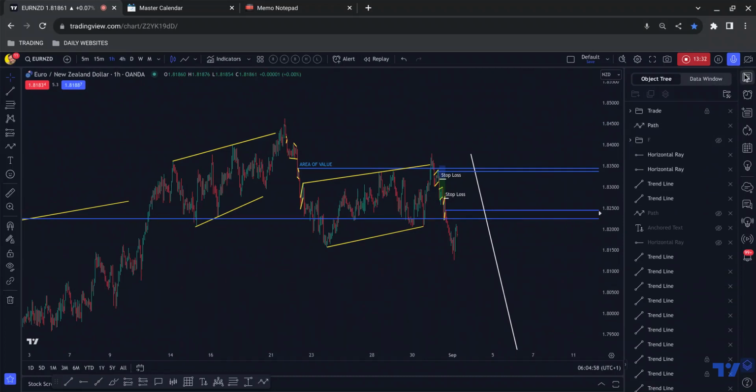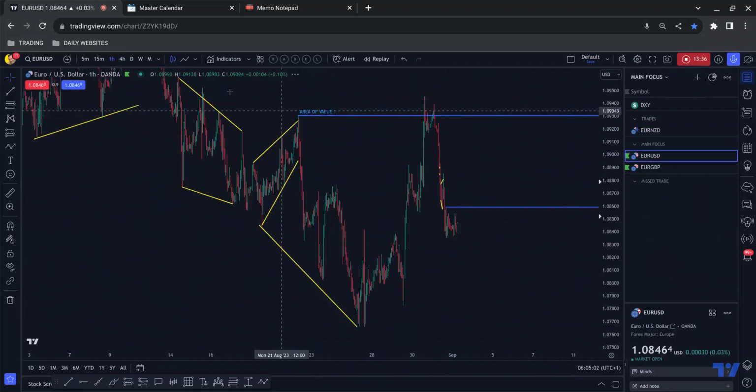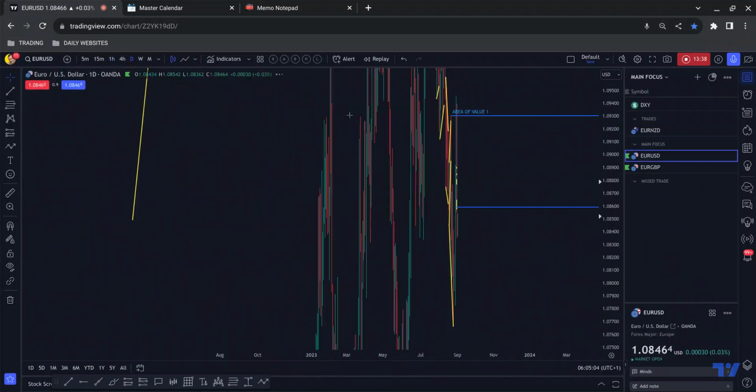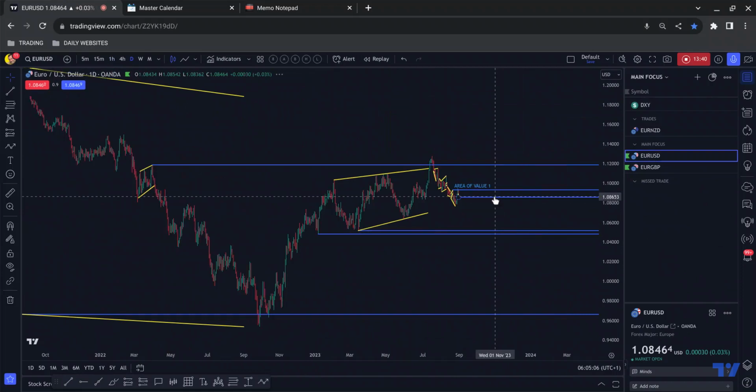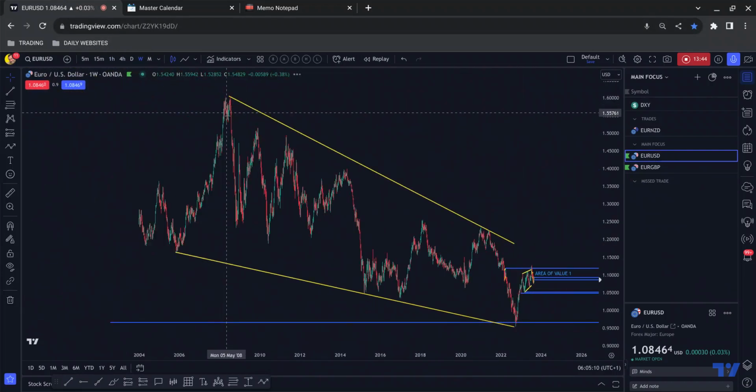So I'm going to move on, because I've spent a bit longer on that than I wanted to. So let's look at Euro Dollar. Euro Dollar on the higher time frames. Let's just speed up ever so slightly.